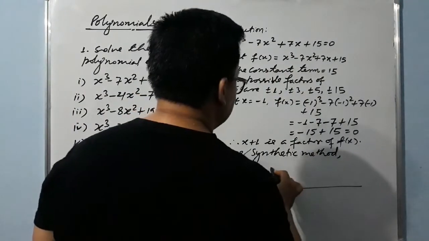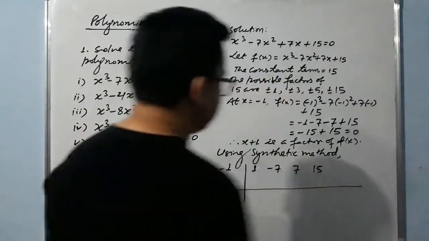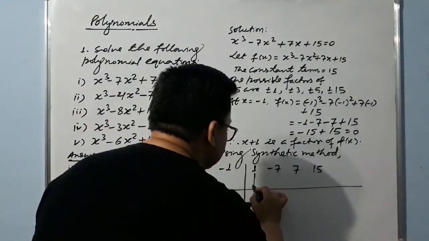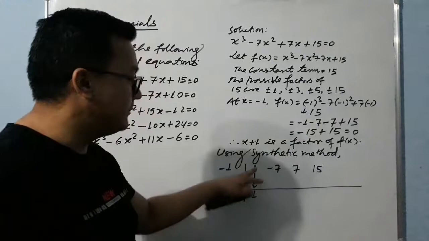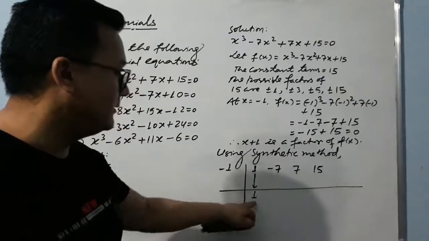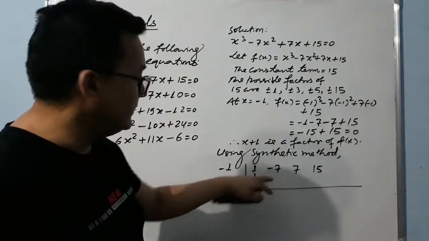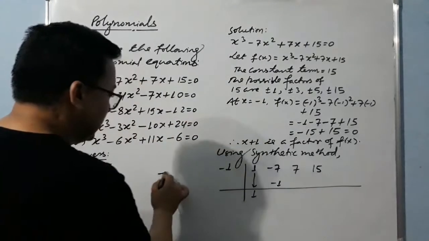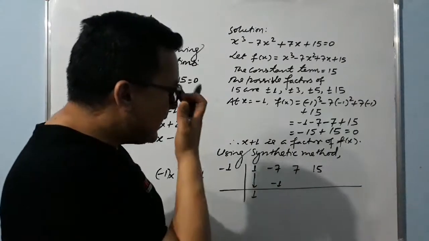So let's write down the coefficients: the coefficient of x cube is 1, of x square is minus 7, of x is 7, and the constant term is 15. This is how you arrange the coefficients for synthetic division. After that, you bring down the 1. Whatever number you have, 2 or 3, you write exactly the same thing. Then multiply this into this and write it down here: 1 into minus 1 is minus 1.